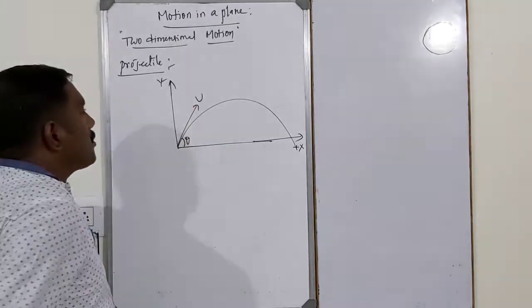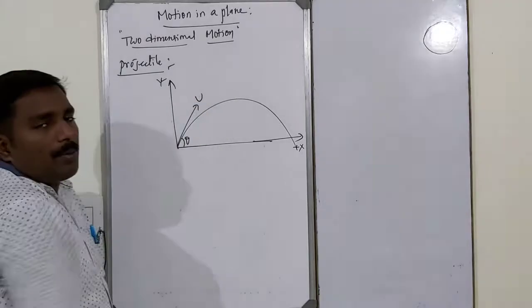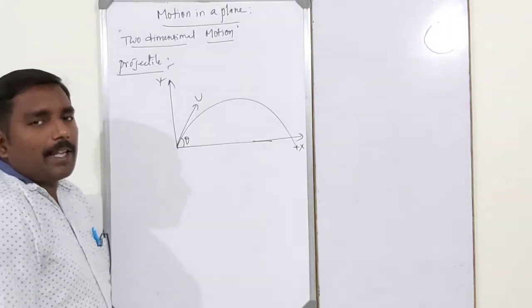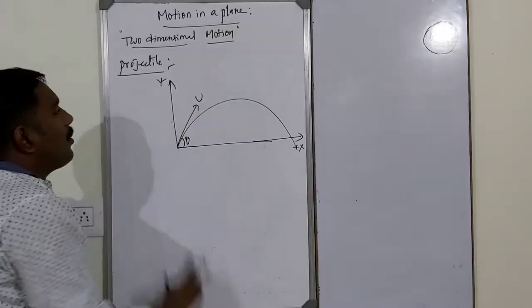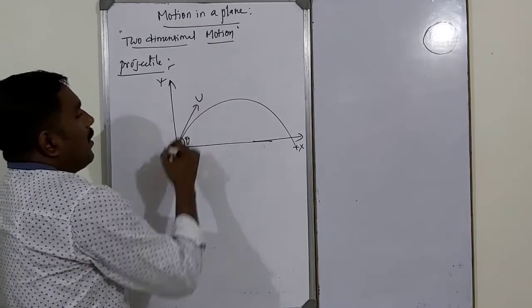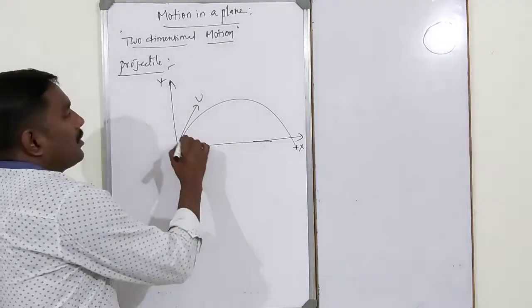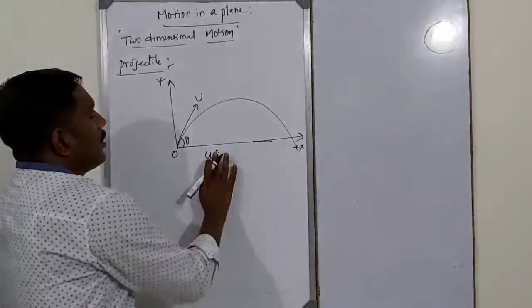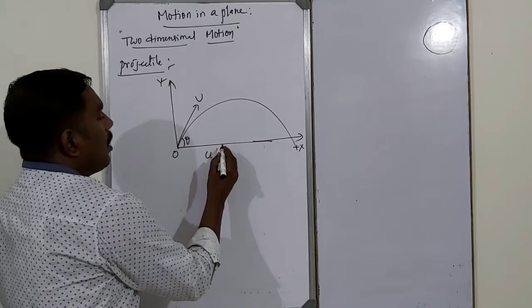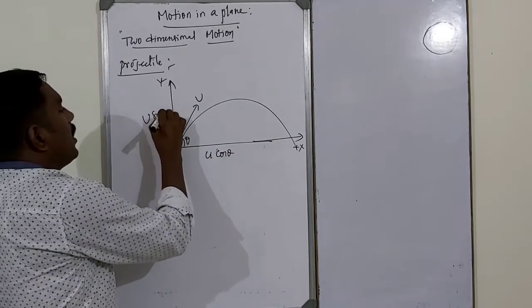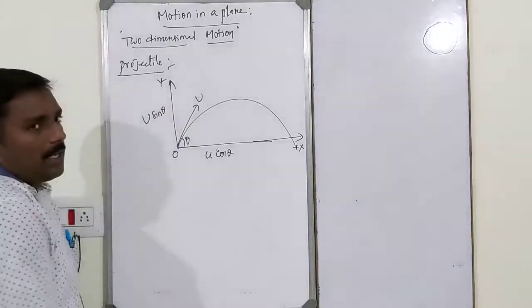So, in case of two-dimensional motion, the velocity is resolved into two components. Already we know rectangular components. This is the origin, and this is the velocity of the projectile. It can be resolved into two components like this: first one is u cos theta along the horizontal direction and u sin theta along the vertical direction.